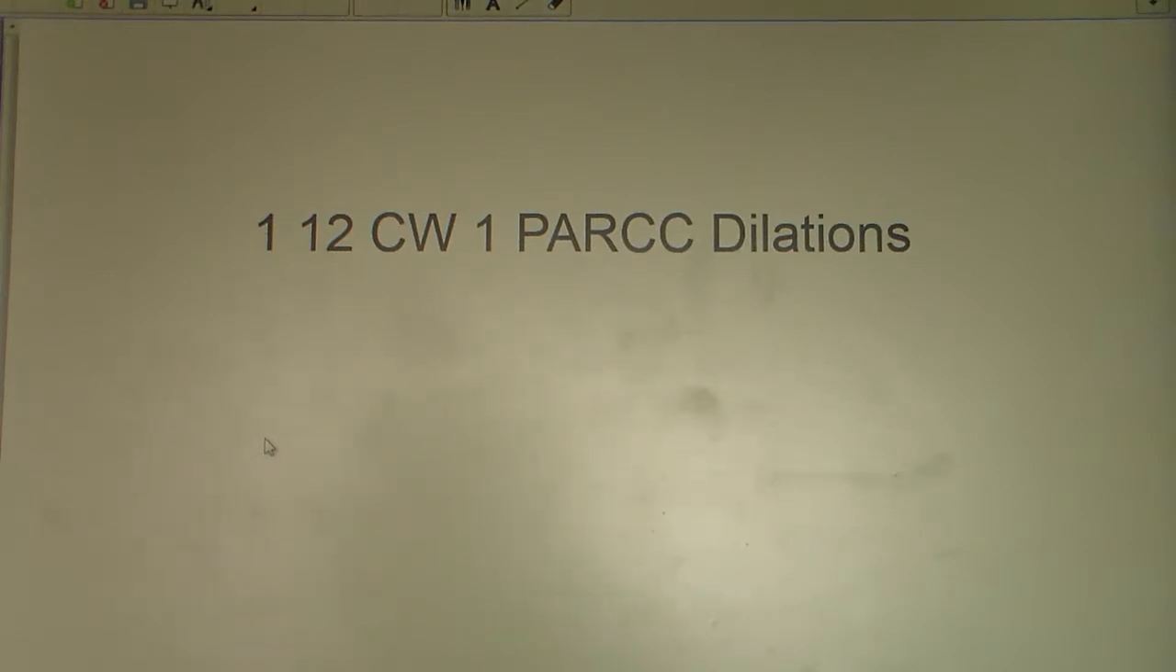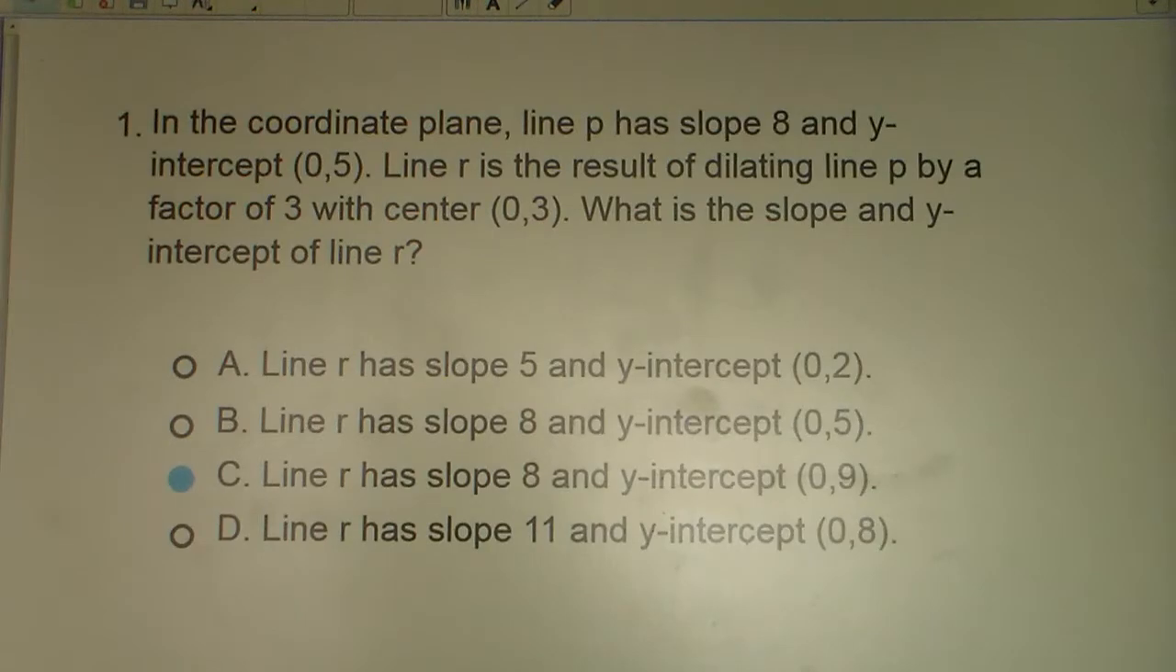This is PARCC material, so I know it's a little bit tougher and it's a different presentation, but just try your best. It's a good idea to watch these videos to help you out, especially because you could rewind, pause, and everything like that, in case you miss anything. So here's problem number one.